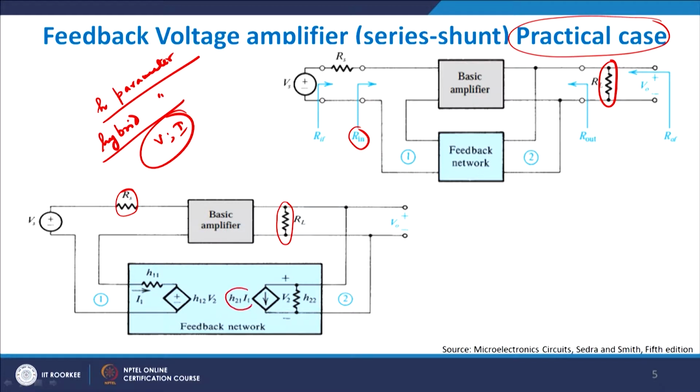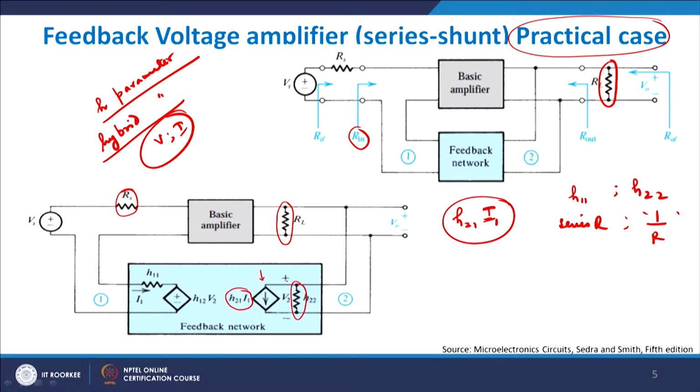I can model H21 I1. H21 is basically a current amplifier, and into I1, you get the overall current flowing, and therefore this is represented by a current source. Similarly H12 into V2. There are two terms here, H11 and H22. H11 is basically nothing but a series resistance, H22 is basically 1 over a resistance term, and therefore you see it is coming parallel to the current source, right.